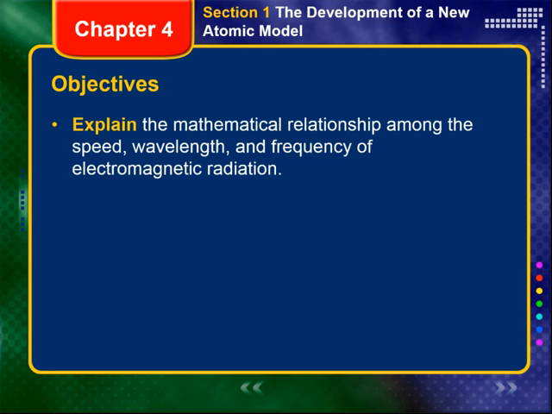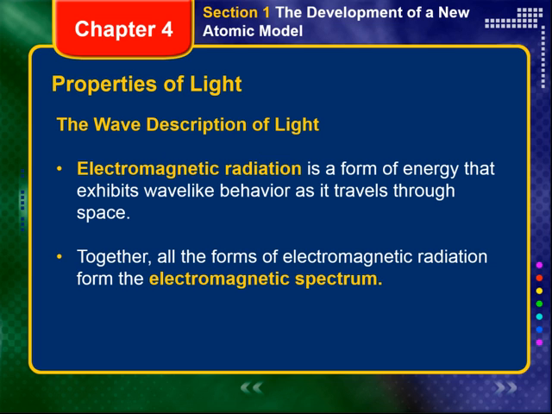At the end of this video, I want you to be able to explain the mathematical relationship among the speed, wavelength, and frequency of electromagnetic radiation. Let's start with the properties of light.